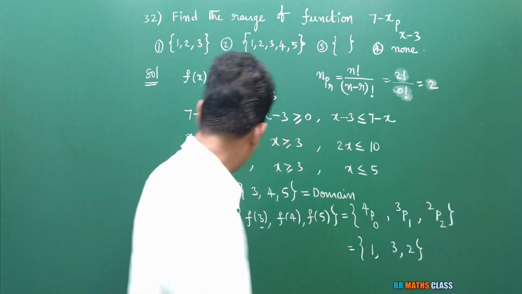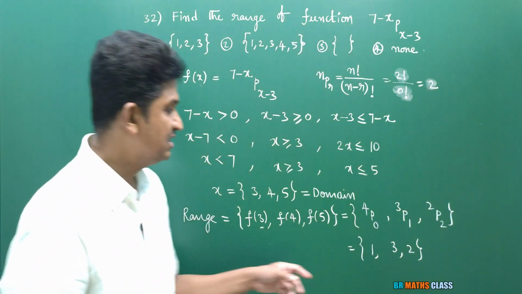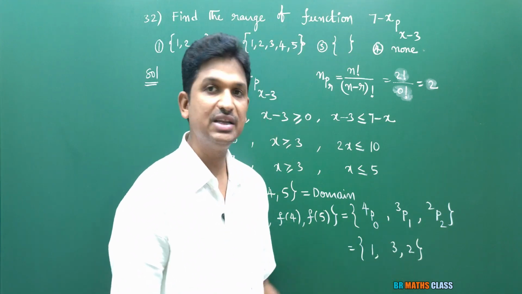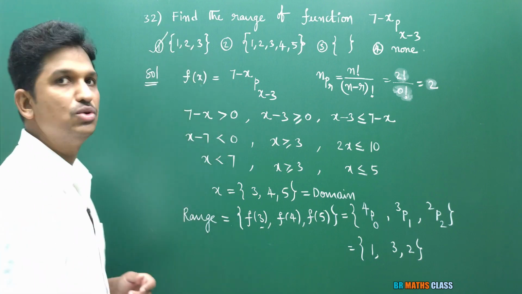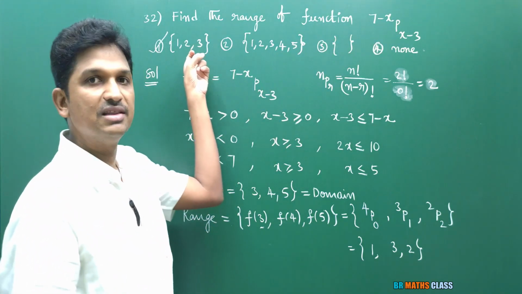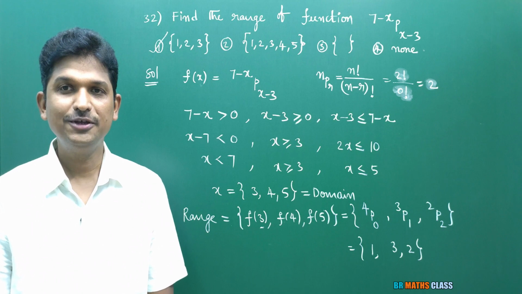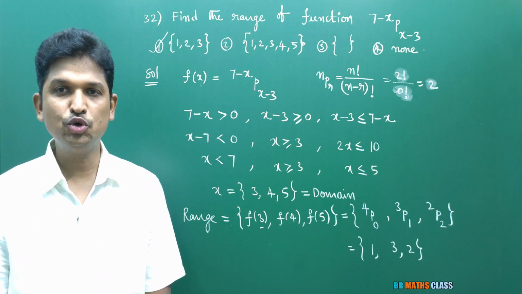So what is the range of this function? The range of this function is the set {1, 2, 3}. So you observe the options. Which option is the right option? You see this. This is the set {1, 2, 3}. So the range of this function is the set {1, 2, 3}. I hope you understand this problem. Now we will move to the next problem.